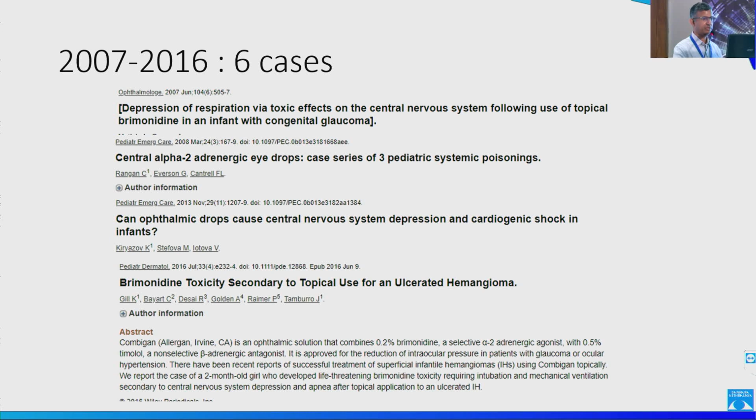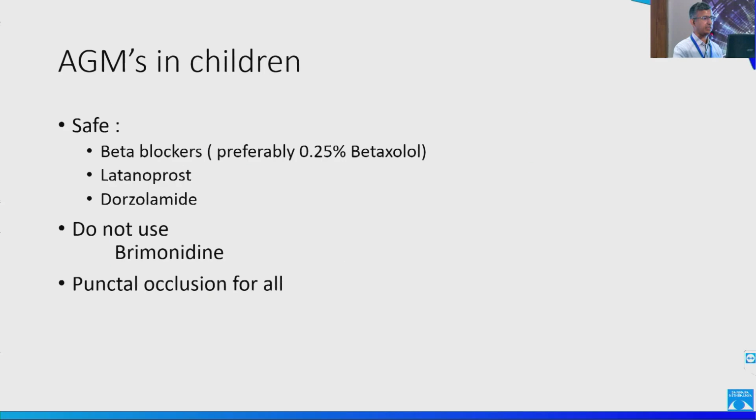Above that also, if you need to use it, use it with punctal occlusion and warn the parents that this might happen. So you can possibly use beta blockers, latanoprost, dorzolamide, brimonidine, and you need to do punctal occlusion in all. Keep in mind that for all the newer drugs, we have no information in children.